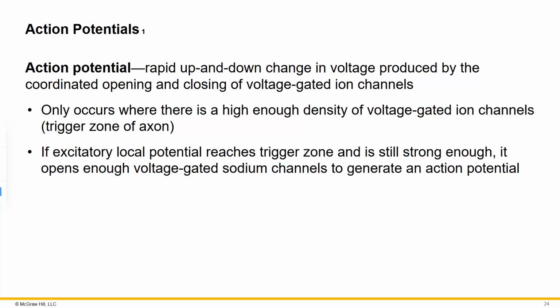So this is where that diagram where I showed you the input zone comes in, and you had to kind of build up waves, and all those waves had to get to that axon hillock with enough strength to tip over the boat. And why do they have to get to the axon hillock? Because that's the only place where there is a high enough density of voltage-gated ion channels. That's that trigger zone of the axon.